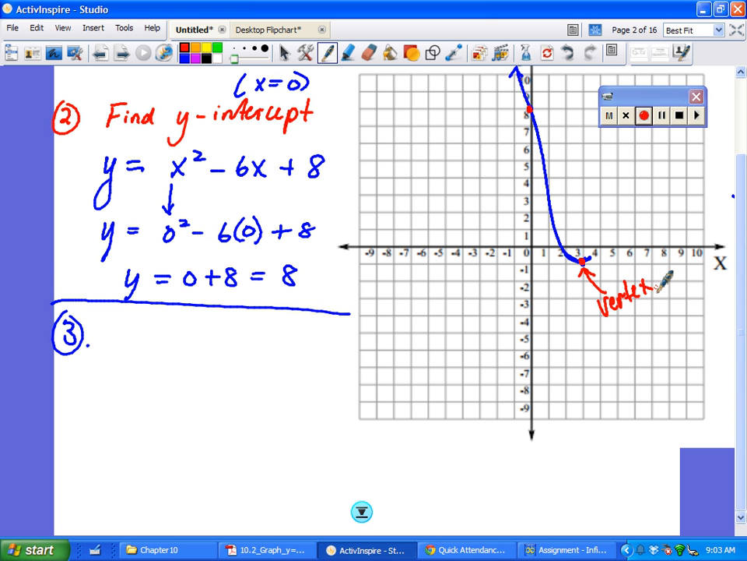This is the y-intercept. Guess what? Let me show you. That's very easy. I want you to do this, all right?